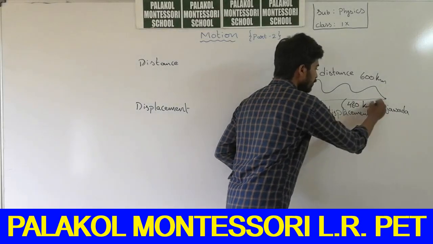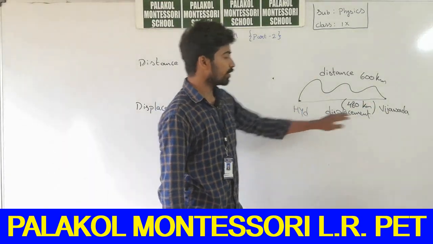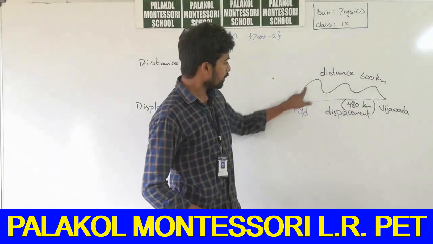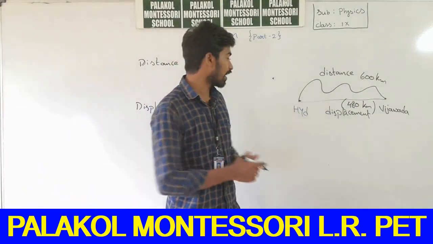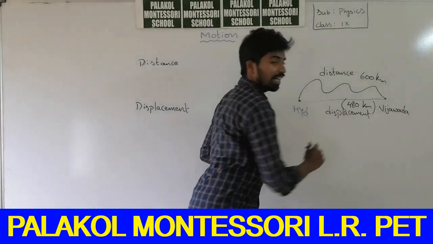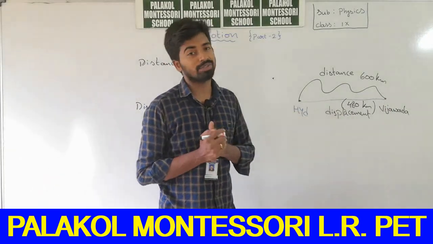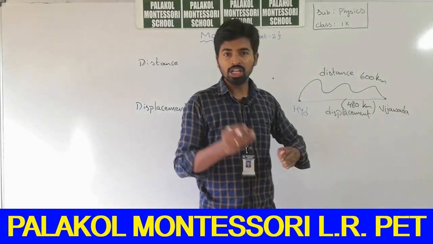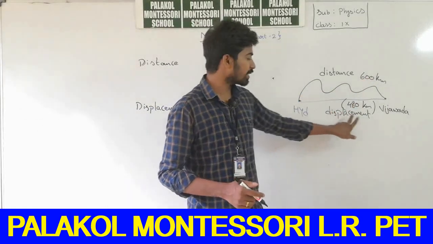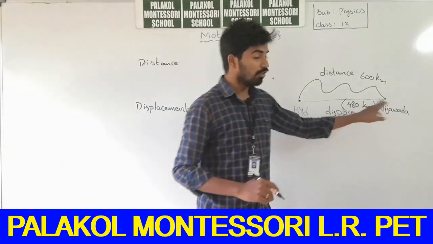How much distance have you traveled? From this example, if you reach Vijayawada from Hyderabad, you have traveled 600 kilometers of distance. How much displacement is there? 480 kilometers of displacement is there. By traveling 600 kilometers, you have achieved a displacement of 480 kilometers.